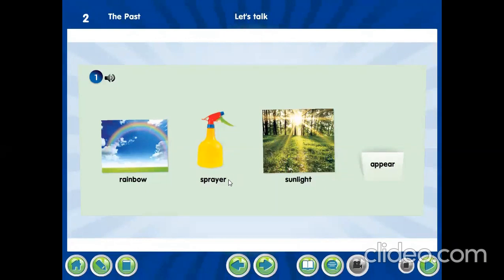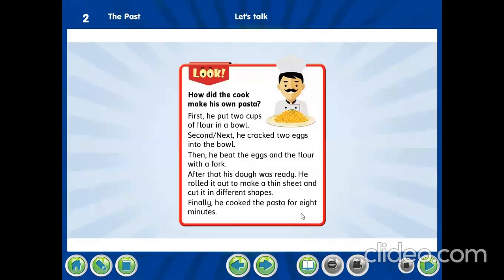Sprayer comes from the verb spray. Spray is the verb, and a sprayer is this object. Sunlight: you know, sun. This is the sun, and sunlight is the light. And appear is a verb. Aparecer. Appear.